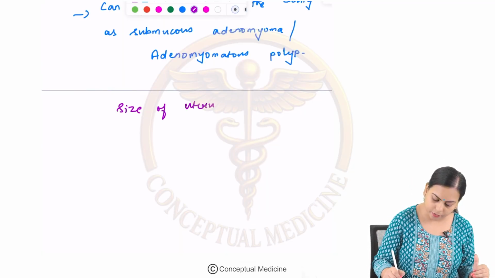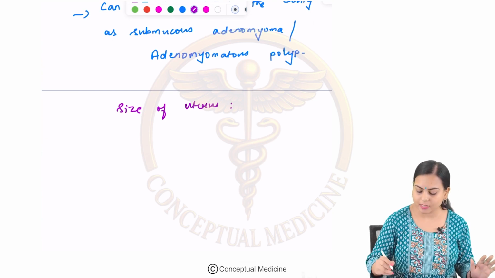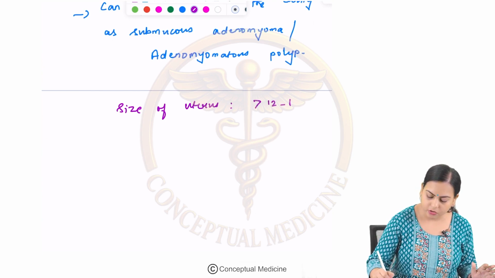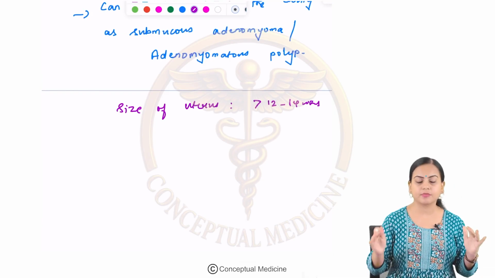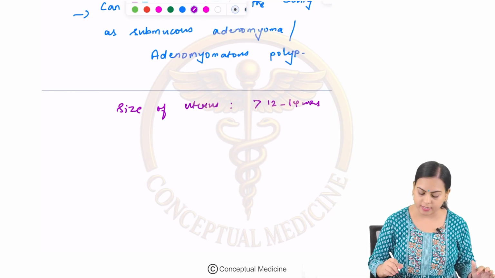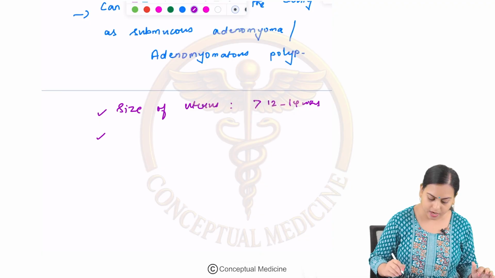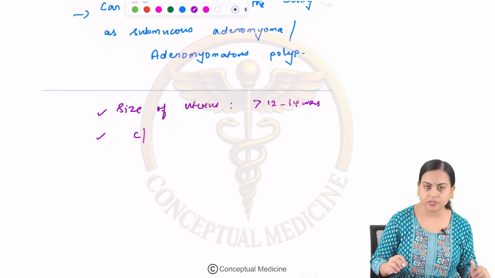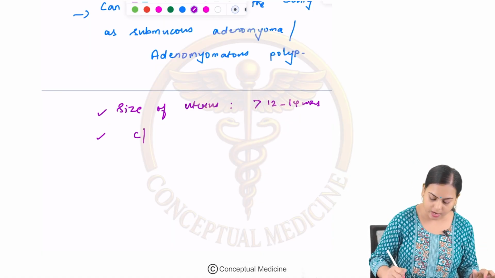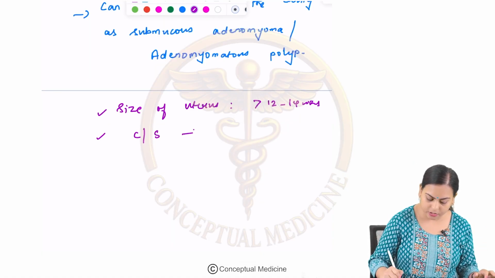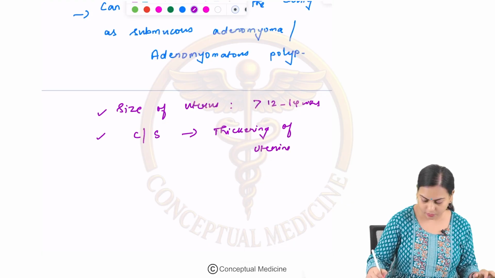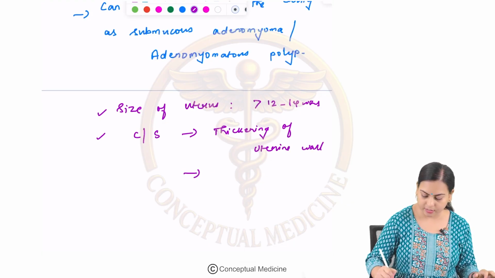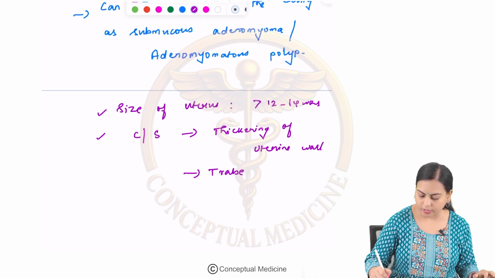When you see the size of the uterus in adenomyoma, it usually doesn't increase more than 12 to 14 weeks. The maximum size reached will be 14 weeks of gestational age only. While doing a cross section, you will be able to see thickening of the uterine wall as well as trabeculations.